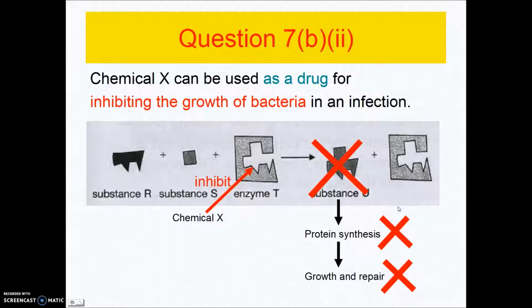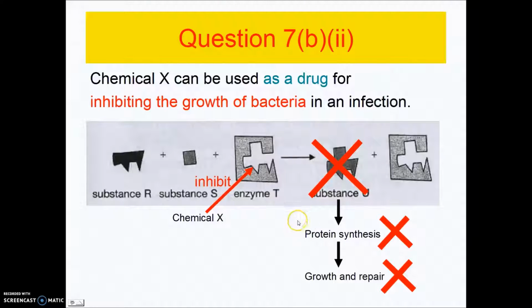For 7b2, it talks about the application of chemical X. You can see that chemical X inhibits enzyme T. So enzyme T cannot work, and the whole reaction will be stopped. No more substance U. And it's given that substance U is very important for protein synthesis. And protein, I mean, is very important for example for growth and repair, for making cell membranes, for making enzymes.